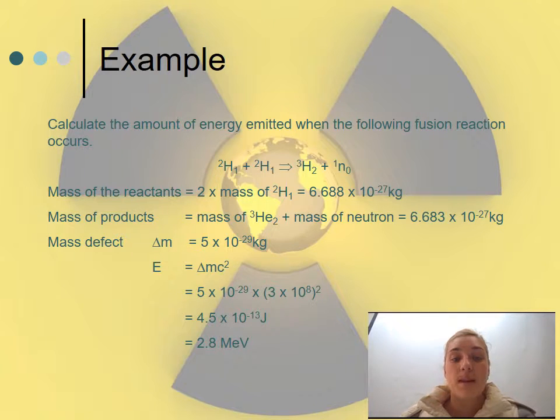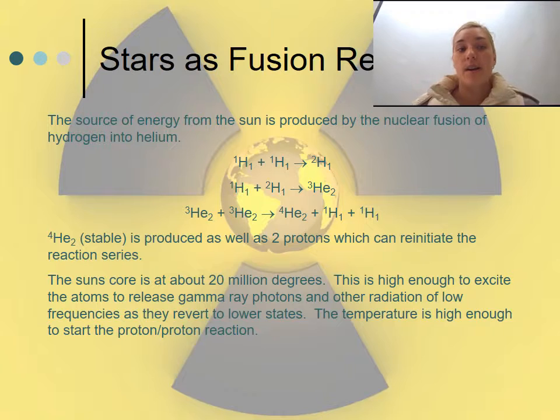So if we have a look at the mass of the reactants and then we calculate the mass of the products, we can figure out that there's a mass defect of 5 times 10 to the negative 29 kilograms. So using our E = ΔmC² equation, we can work out that that equation particularly releases 2.8 mega electron volts.